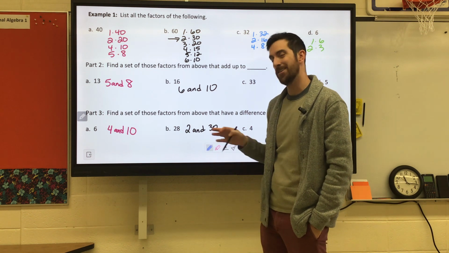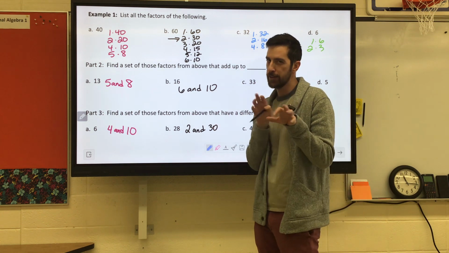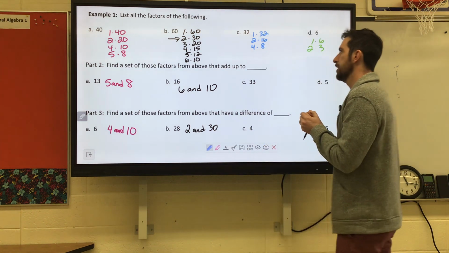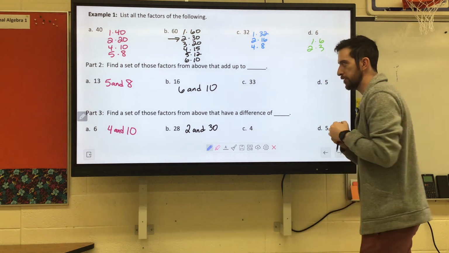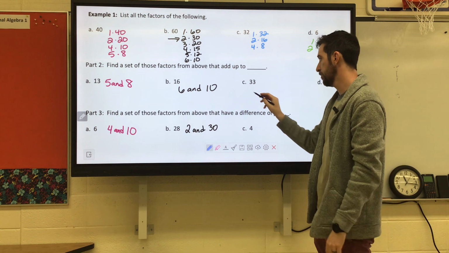Now these skills are essential for where we're going. That's why we're practicing this. We're getting some basic refresh skills. Here are our sets that give us 32. Which set of those adds up to 33? 1 plus 32. 1 and 32.